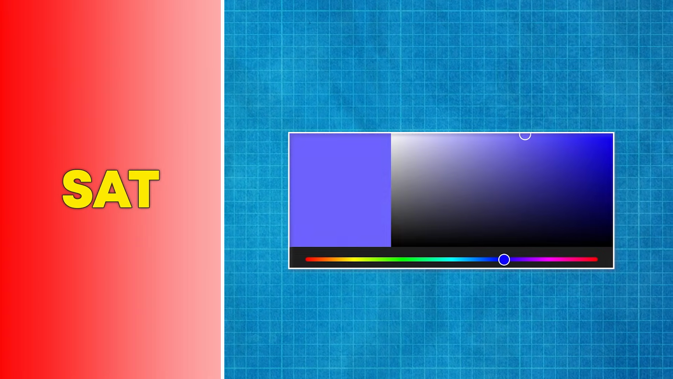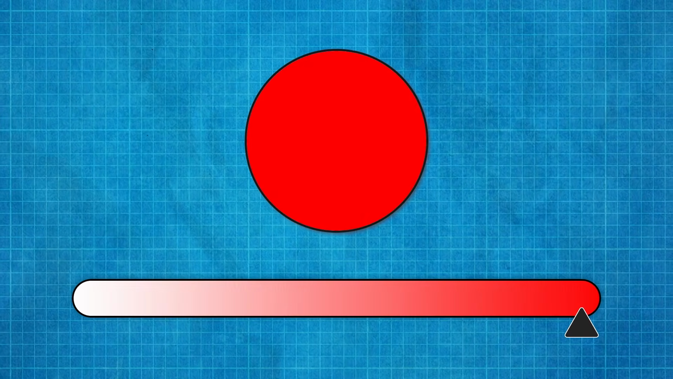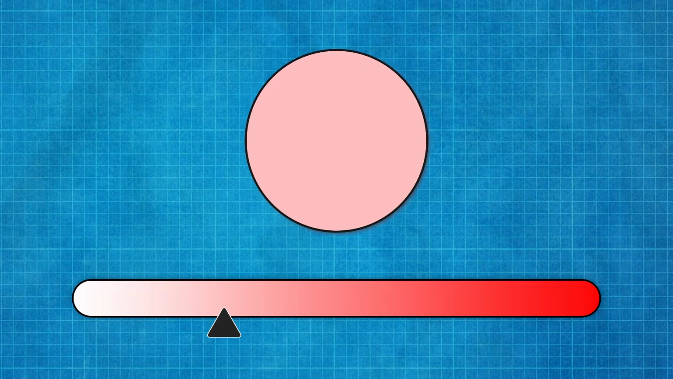Saturation is the intensity of a color. Let's take a shade of red and boost the saturation. And now let's lower it. As you can see, it makes a big difference.